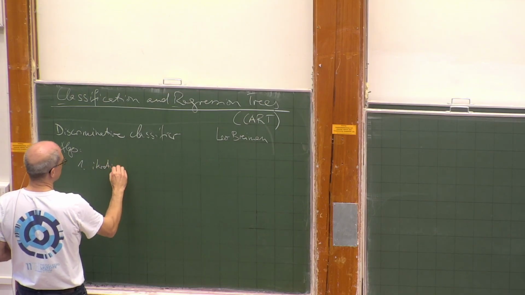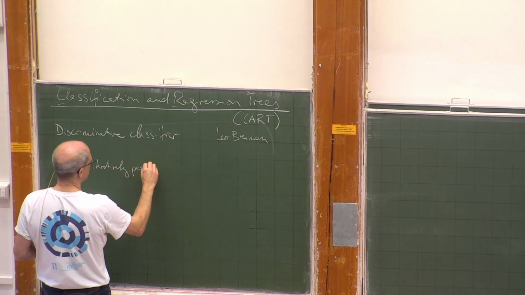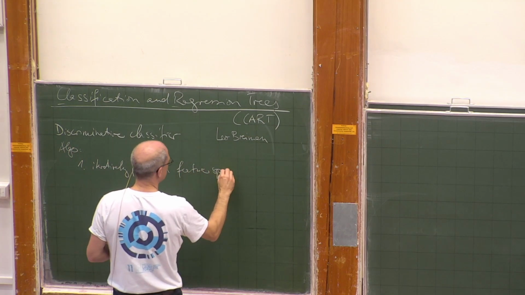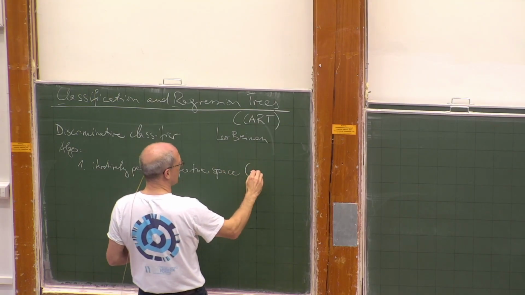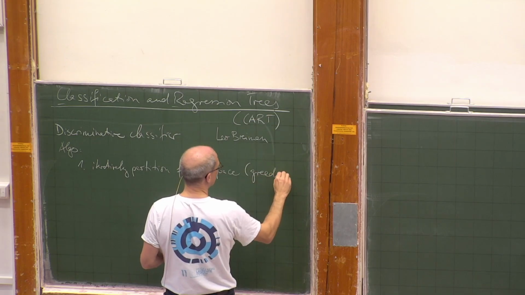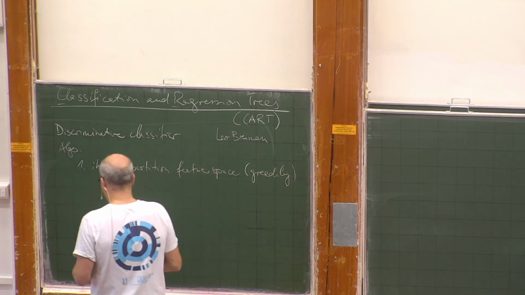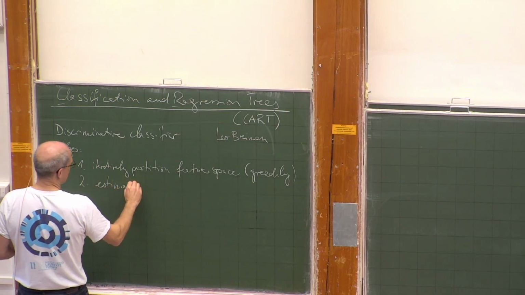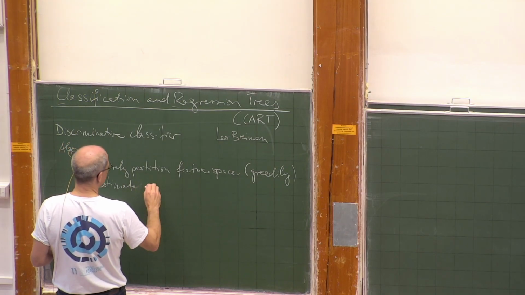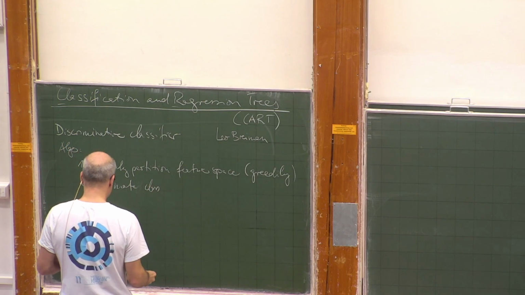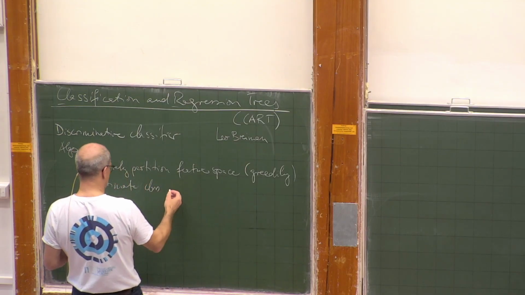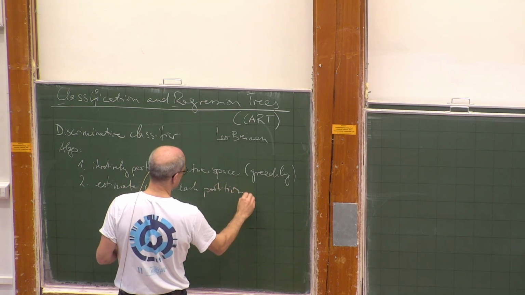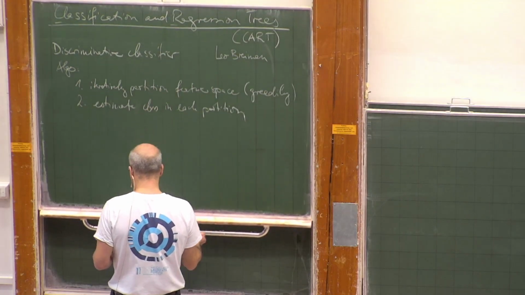Iteratively partition feature space. And no attempt is made at doing this optimally. So this is done greedily. And secondly, one estimates the class or the posterior probability for a class in each partition.